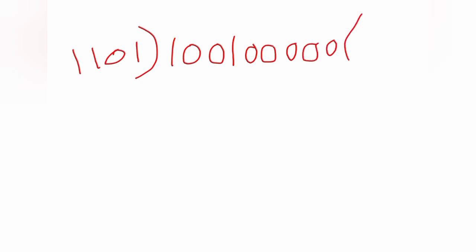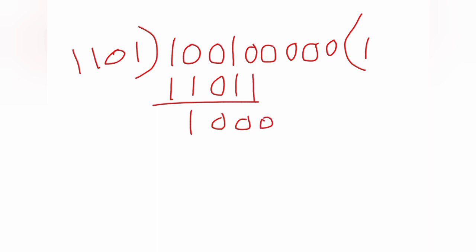So the divisor is 1 1 0 1, and the dividend is 1 0 0 1 followed by 0 0 0. We are adding the 3 extra bits, 1, 2 and 3. Now we will perform the XOR operation here. If the two bits are the same, then it will give 0; different means 1. So 1 1 0 1 XOR 1 0 0 1 gives 1 0 0. We take the next value 0.